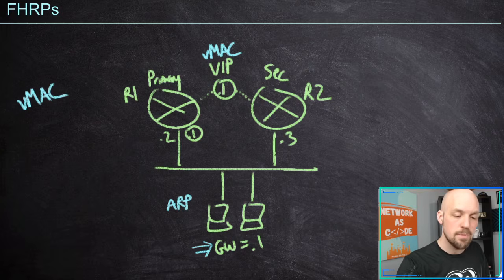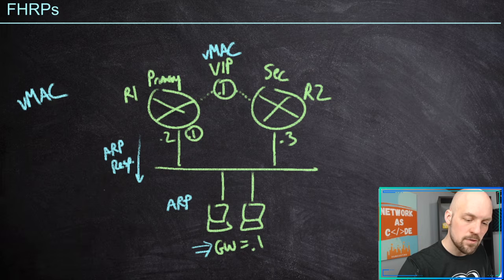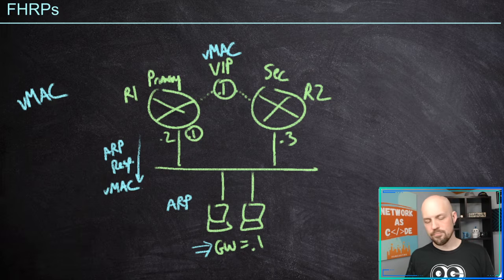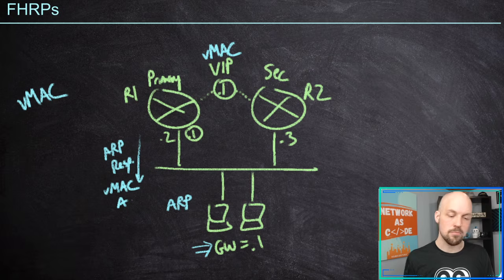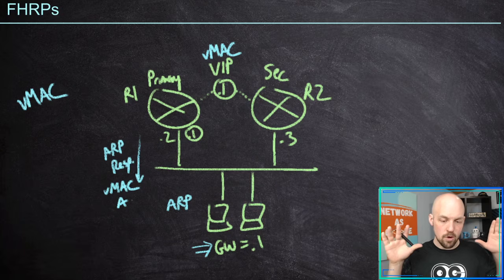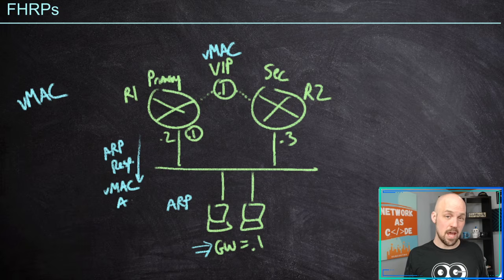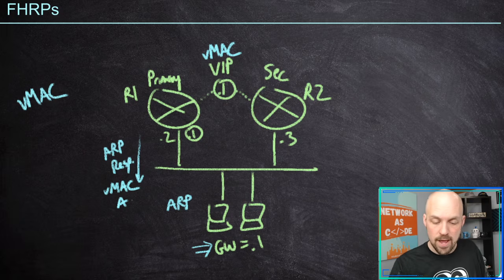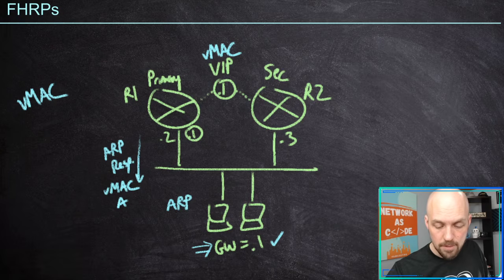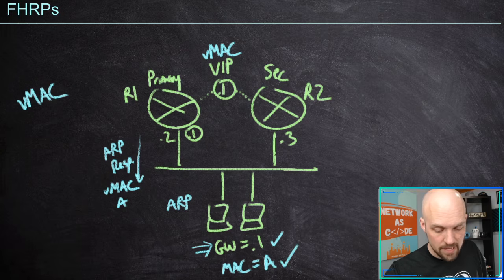So the primary is going to respond by sending an ARP response, and that ARP response will give it this virtual MAC. So maybe this virtual MAC address is A. We're just keeping track of the different virtual MAC addresses here. So now we've got .1 as a gateway address. We know that's my IP address. I've done an ARP, and I've gotten back the virtual MAC address. So now I understand that not only do I have my default gateway IP address, but I also have my default gateway's MAC address, which would be A in this case.